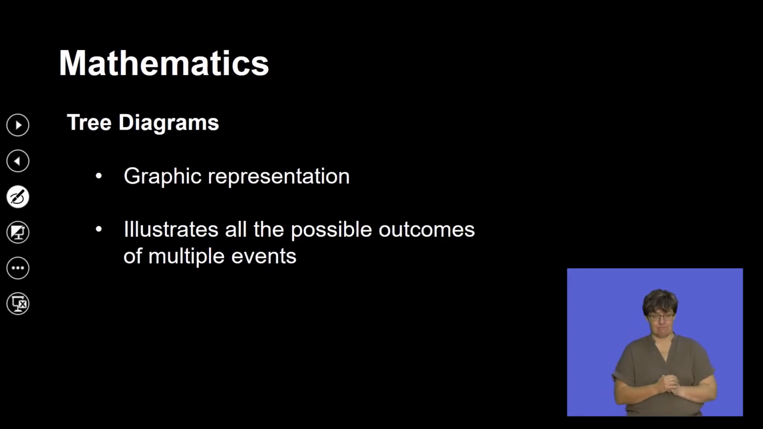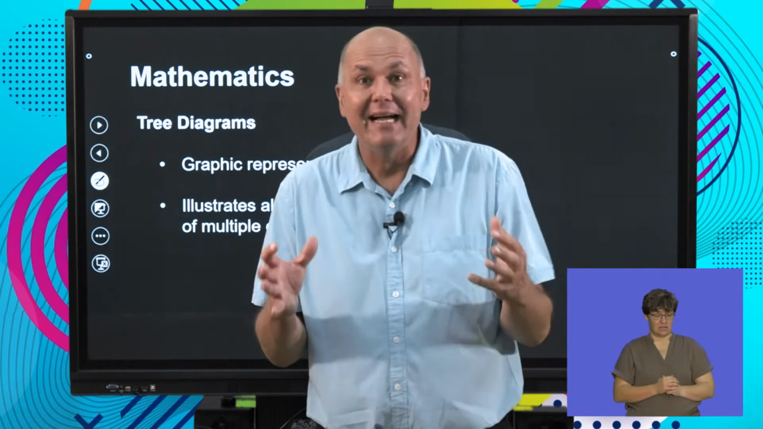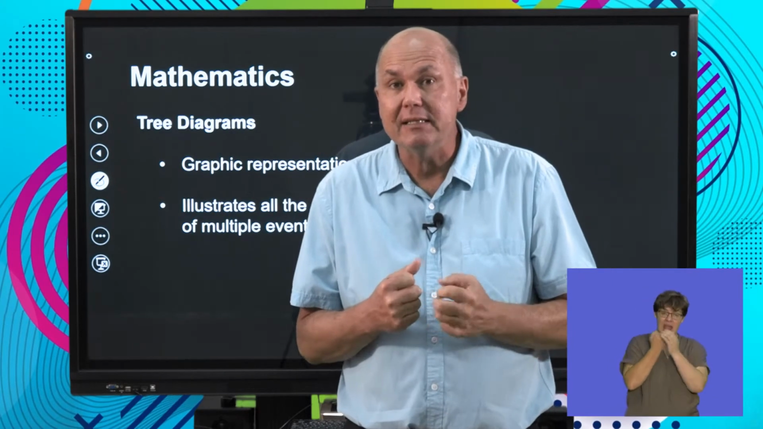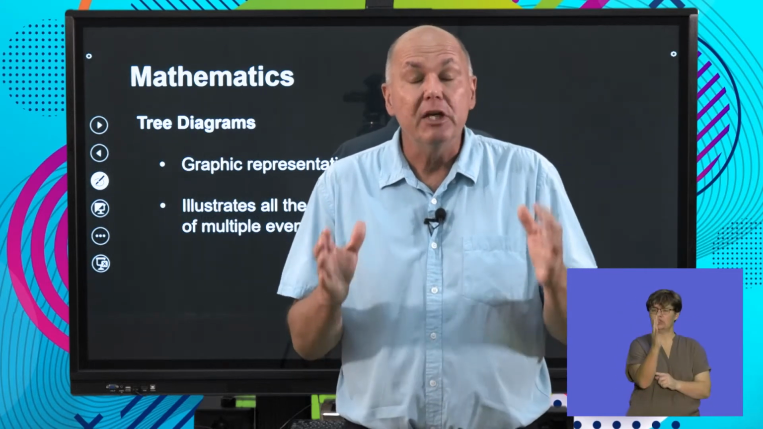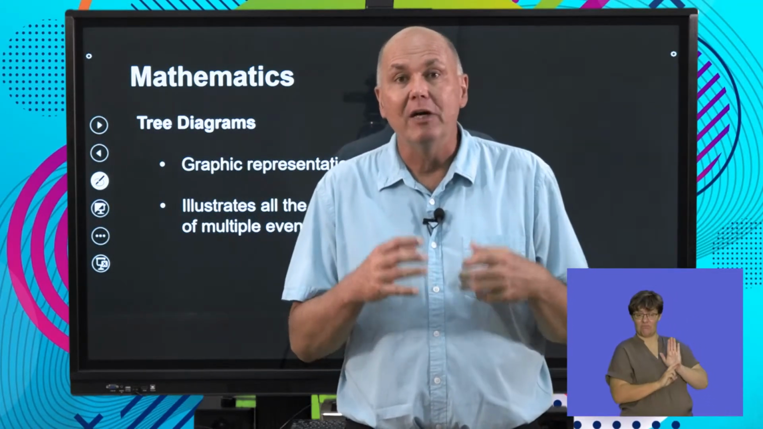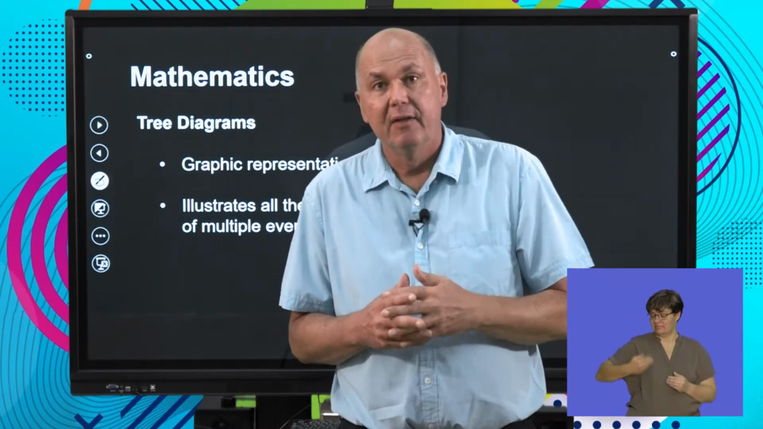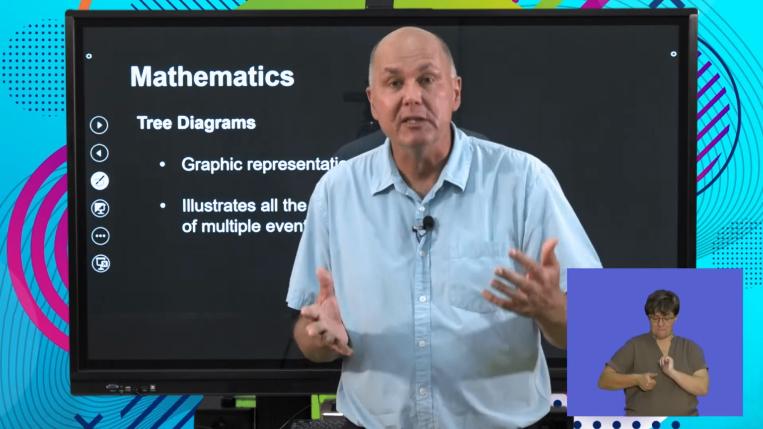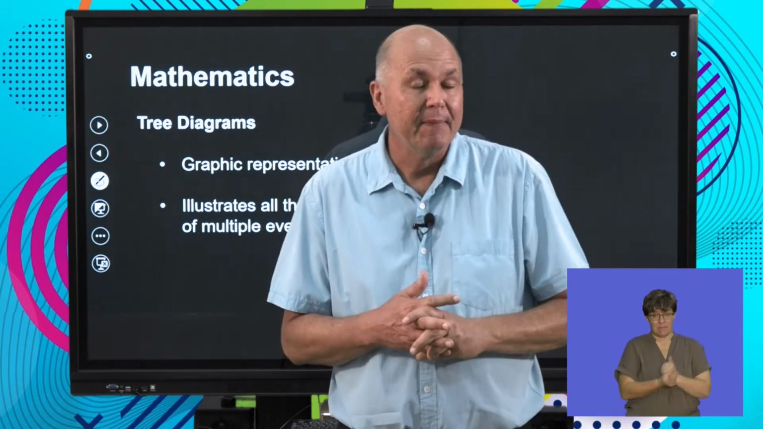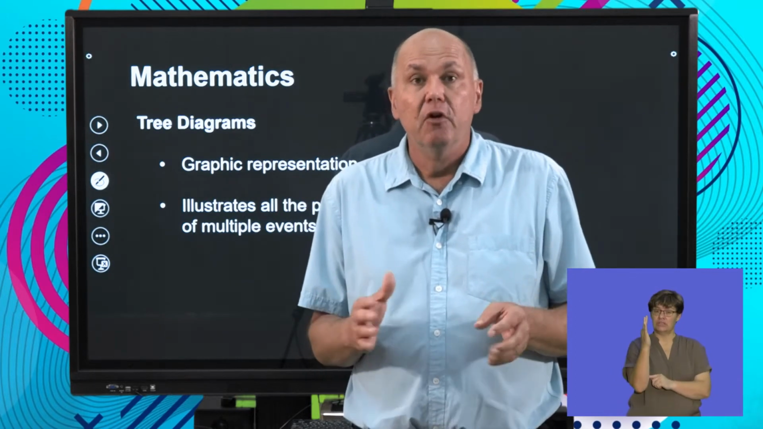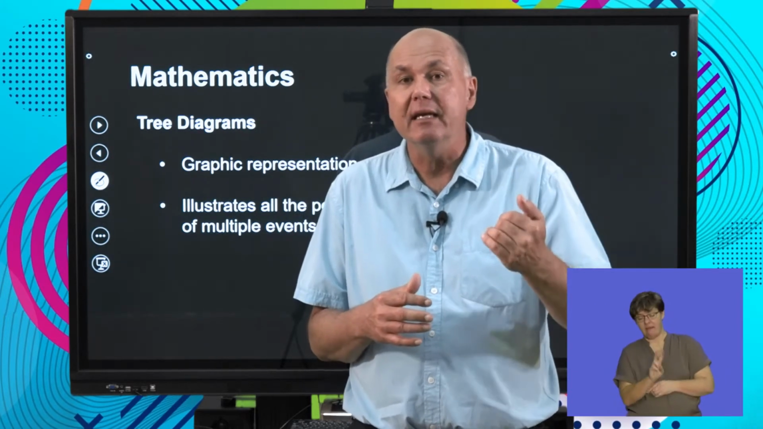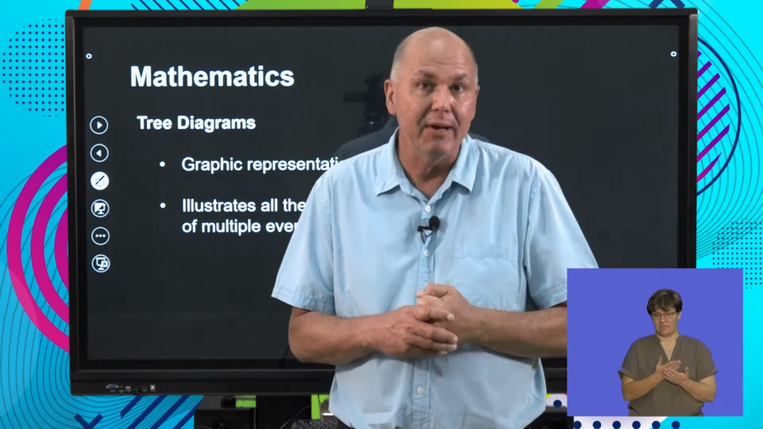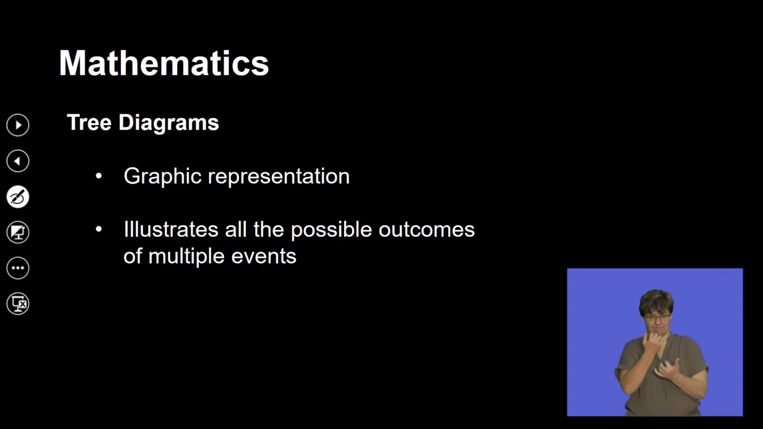So let's focus now, as we look at these ideas of independent and dependent events, together with all the other rules that we have, on what a tree diagram is. A tree diagram is a graphic representation of what happens when we have a series of events, a series of choices that can take place on a particular day. The tree diagram is very useful for representing all the outcomes. And then by looking at that, we can also see the probabilities of various things taking place, and we can do some calculations. So it illustrates all the possible outcomes of multiple events.